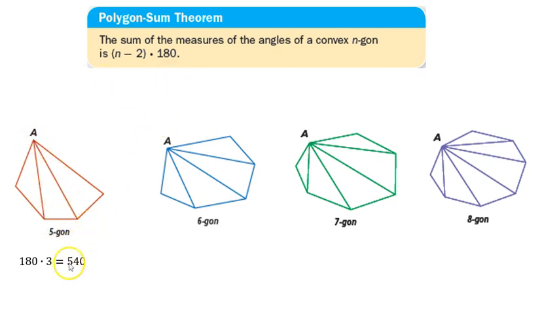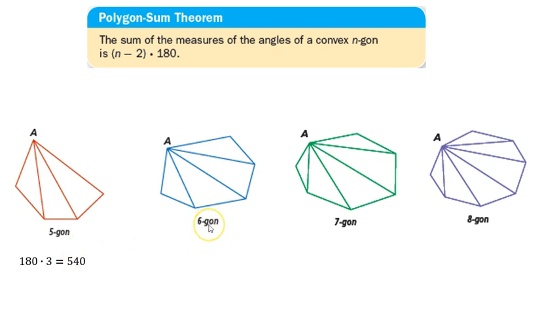So, and this follows along lines of our polygon sum theorem formula here. N is the number of sides, so we have 5. We're going to subtract 2 from that. 5 minus 2 is 3, and then multiply that by 180, and we get 540. So there are 540 degrees in any pentagon.